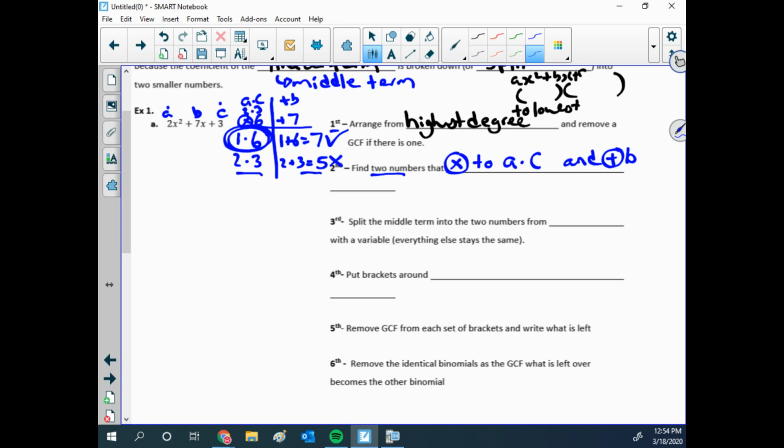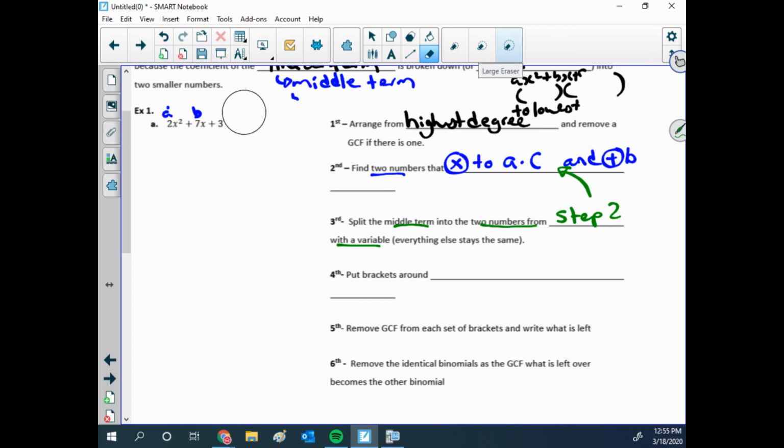So what I'm going to do then is split the middle term into the two numbers from step 2, so from here, with a variable. I'm going to erase this so I have a little bit more room to work. I'm going to split my middle term into the two numbers I just found. Well, I found a 1 and a 6, so 1x plus 6x. So I write the coefficient with the variable, and then I put it there. Really, I haven't changed anything. 7x is equivalent to 1x plus 6x. I've preserved equality, but I've just helped myself in this factoring process.